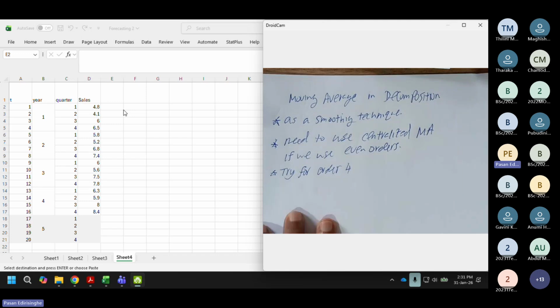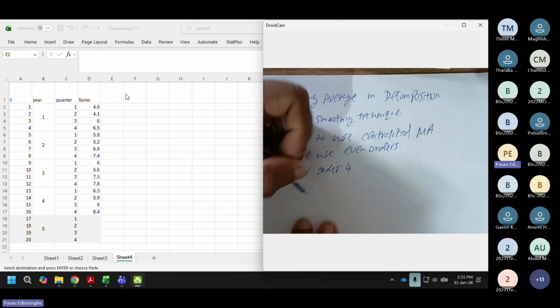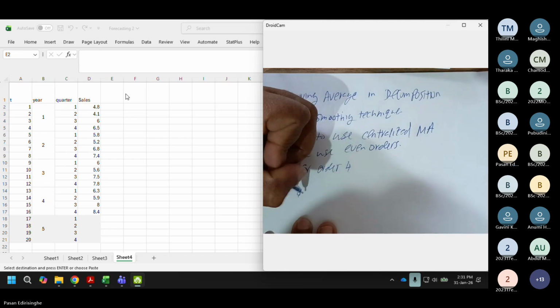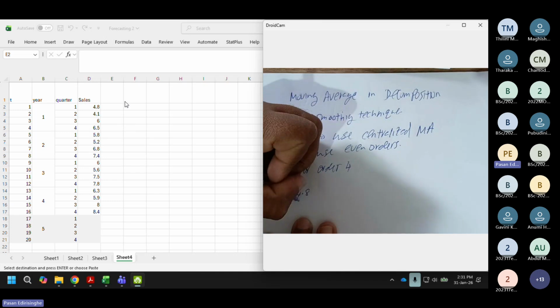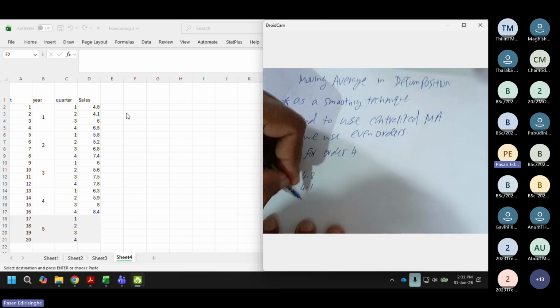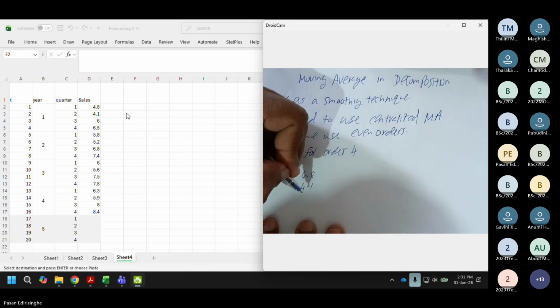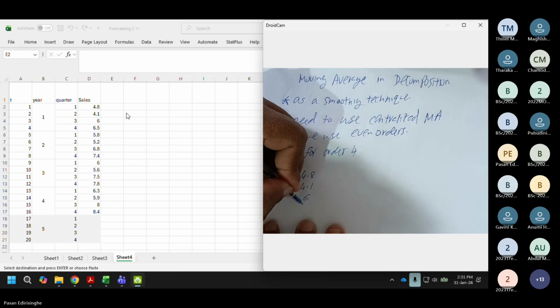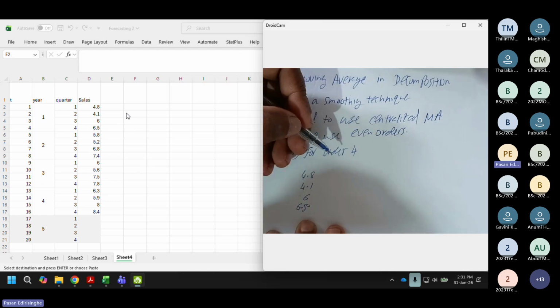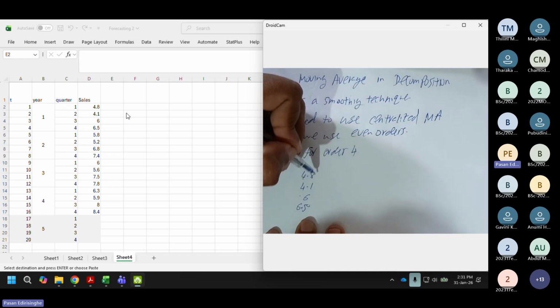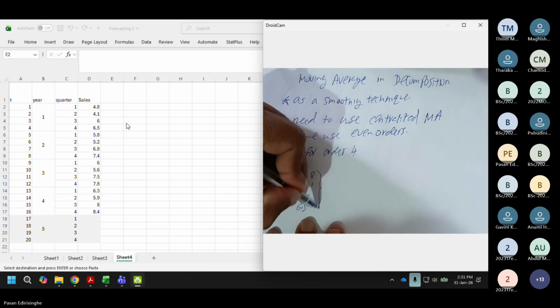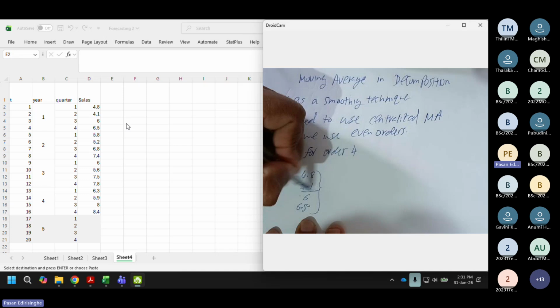So that means if I take some numbers here, 4.8, 4.1, then 6, and 6.5, I will take these four numbers here. If I take the average of these, the average is representing somewhere here.